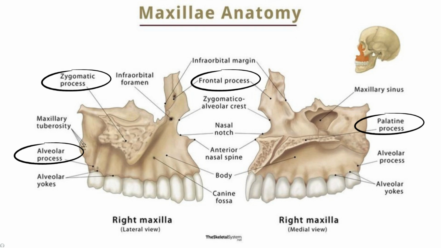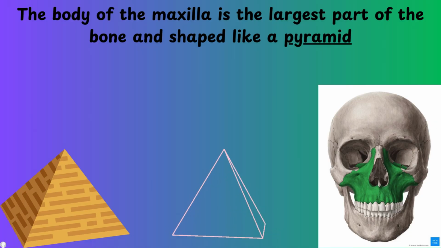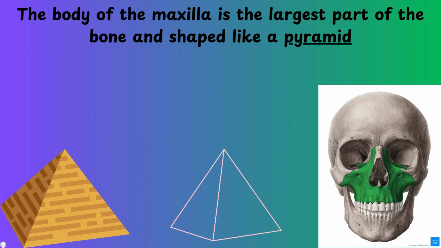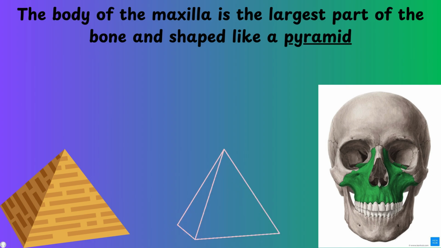Here are the four processes of the maxilla, or the projections of the maxilla. Frontal process, the top one, then zygomatic process, then palatine process, and lastly alveolar process. As you can see, the body of the maxilla is the largest part of the bone and is shaped like a pyramid. You can see the green color. This is all referred to as the body of the maxilla. It is the largest and shaped just like the pyramids of Egypt.